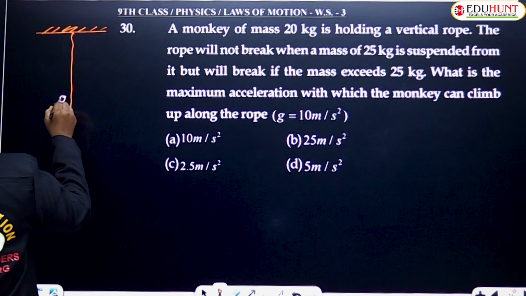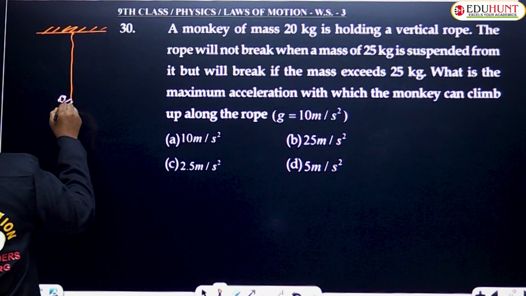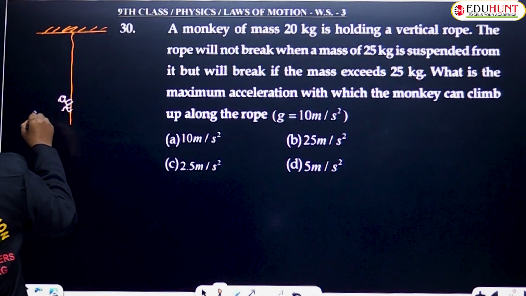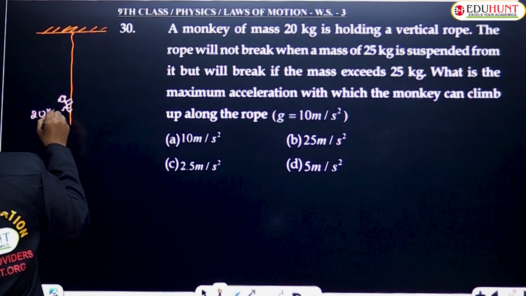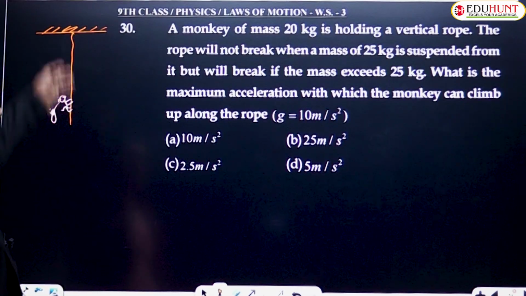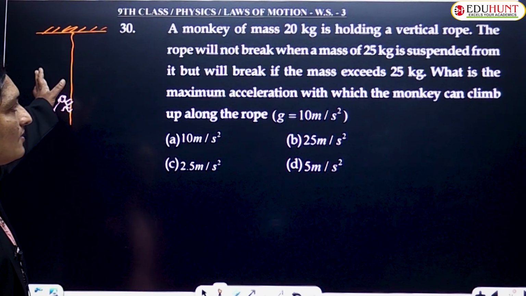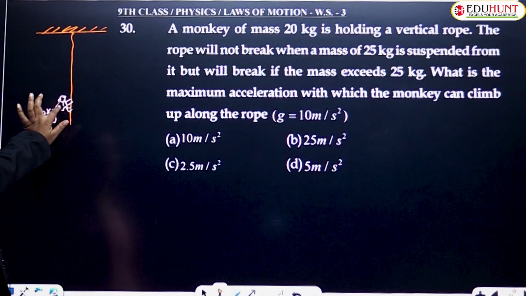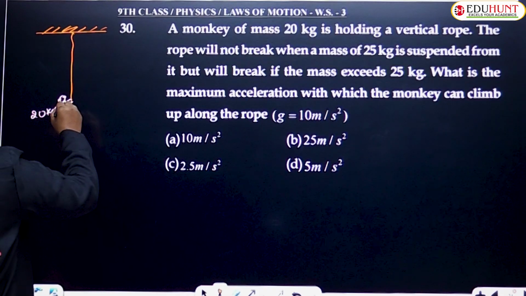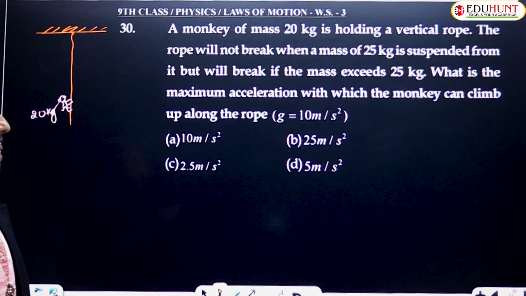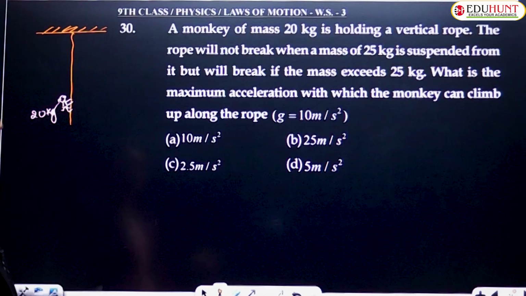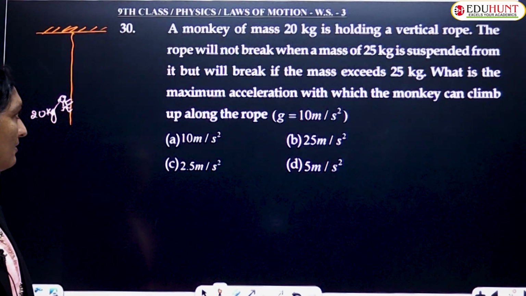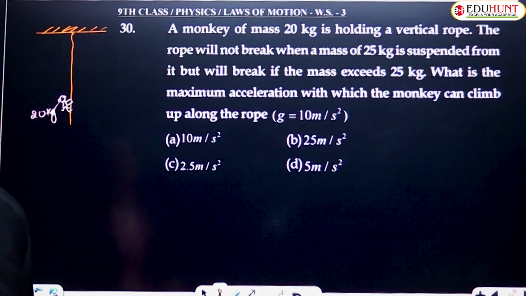So this monkey's mass is given as 20 kg, holding a vertical rope. The rope will not break when a mass of 25 kg is suspended from it. Clearly, children, the monkey's mass is only 20 kg, but the rope may break whenever we apply a force of more than 25 kg. What is the maximum acceleration with which the monkey can climb?